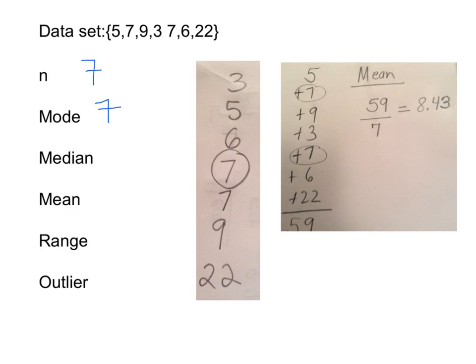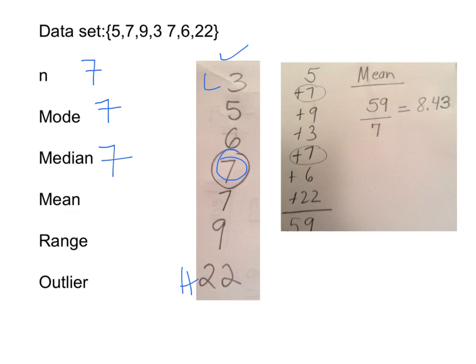If no number repeats, the mode essentially is each of the individual numbers in the set. Median is the middle number. So if you can see here, I have arranged numbers from the lowest to the highest and found the middle number, which of course, again, unfortunately, is 7.